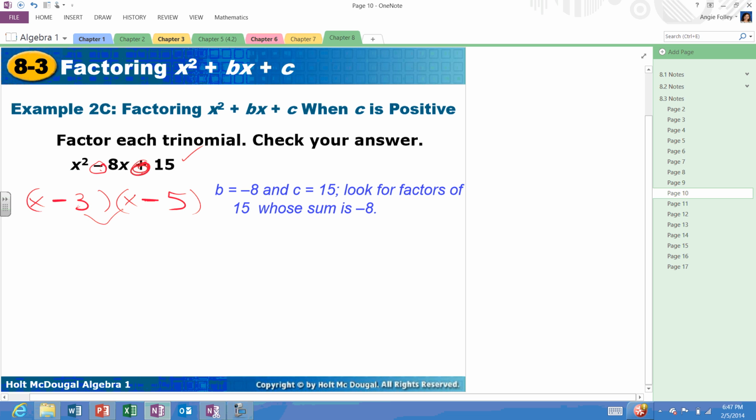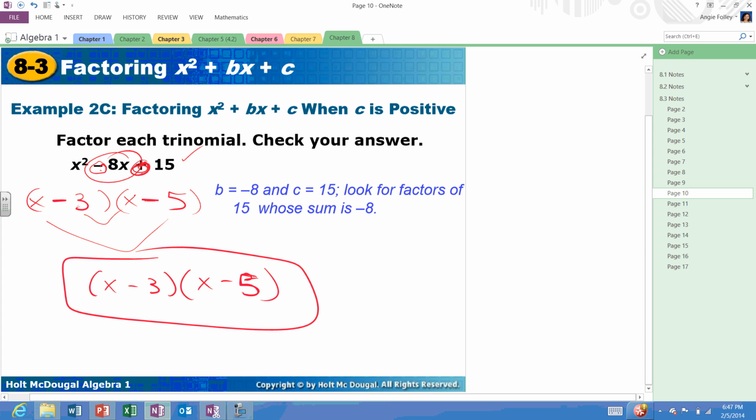So our inner is going to be negative 3x and our outer is negative 5x. When I add those together, they do indeed equal negative 8x. So your answer is correct. You did check correctly. And the reason we call this the guess and check method, you guys, is because sometimes the factors you pick out here won't add together to make up that middle term. So you've got to try a different number.